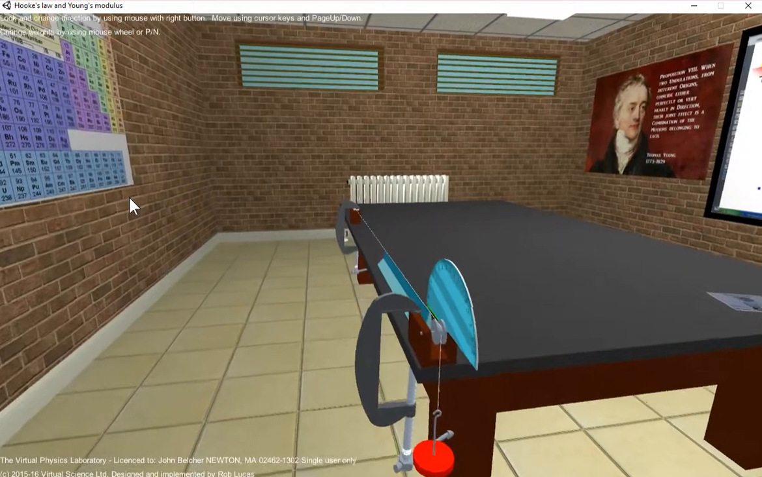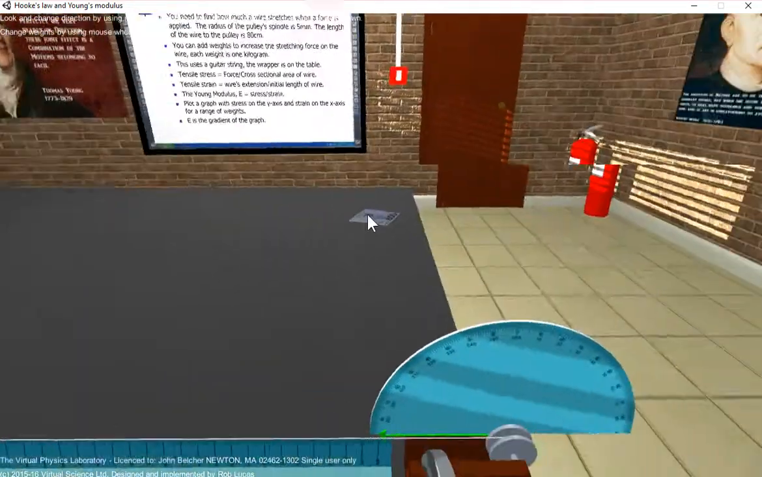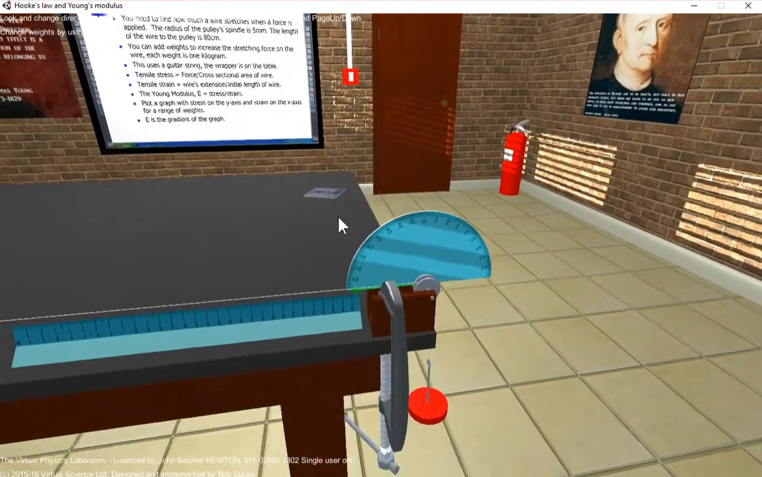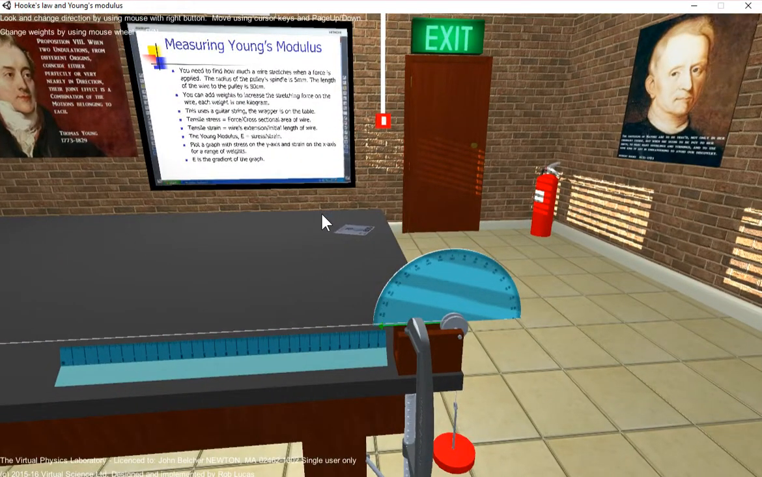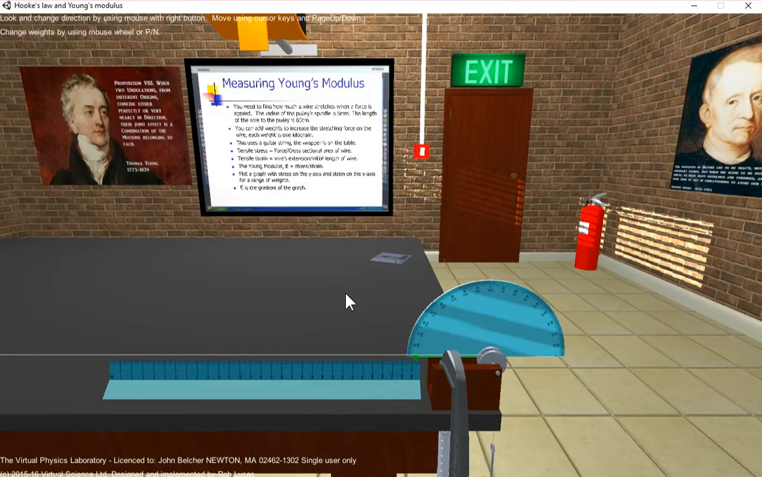So the experiment proceeds exactly as the one for Hooke's law. The tensile strain is defined as the change in length as a proportion of the original length. In the experiment we measure this from the angle turned by the spindle, which is attached to a pointer here against a protractor that we can measure. So the change in angle of the spindle tells us how much the string has extended.